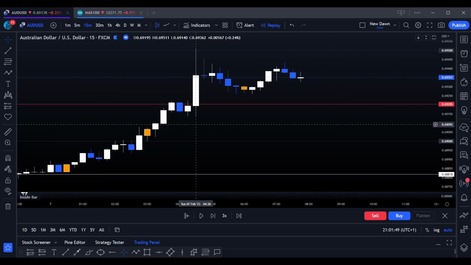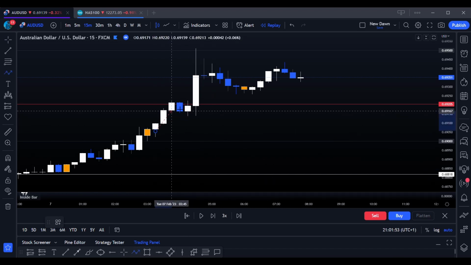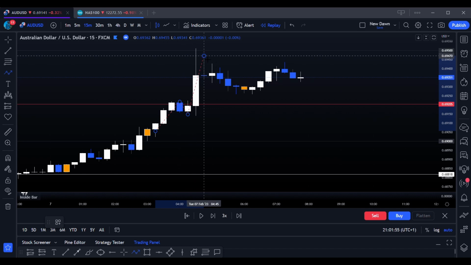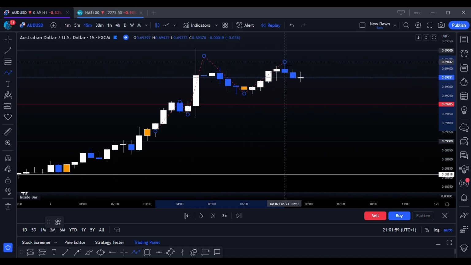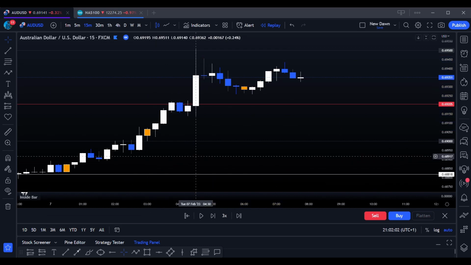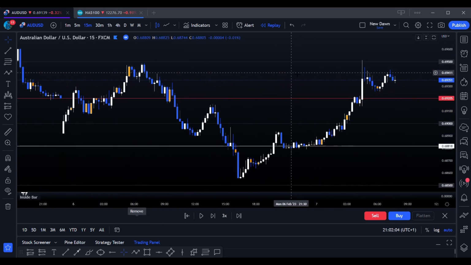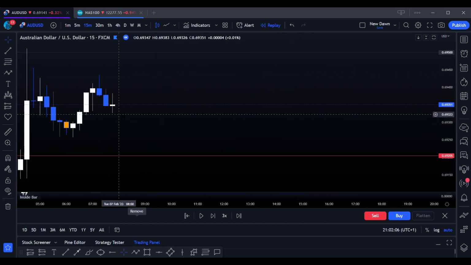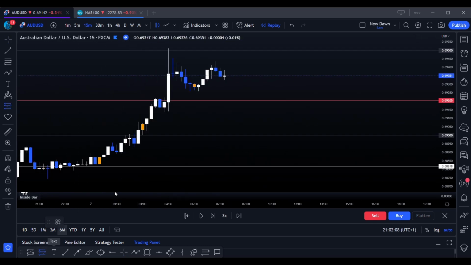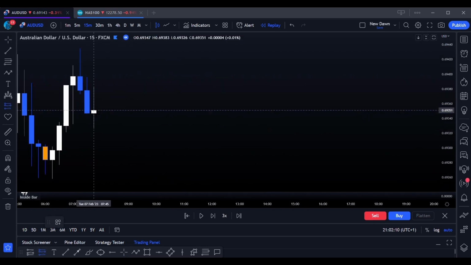First of all, I've seen a structure change. We have this higher high, higher low, higher high, higher low, then a lower high forming. So for me, I've seen structure change and I would like to take the sell. I've seen a pin bar, a very nice candle after that pin bar. So I'm going to take this sell here.